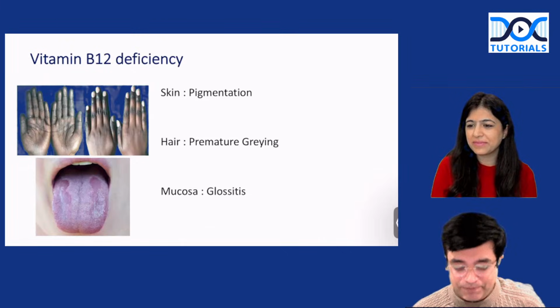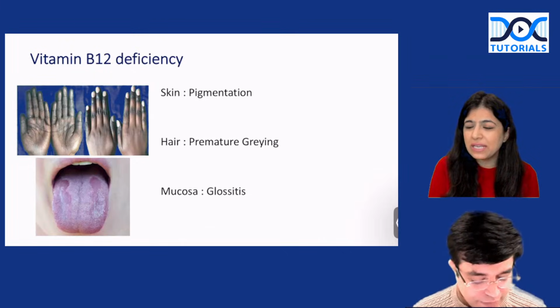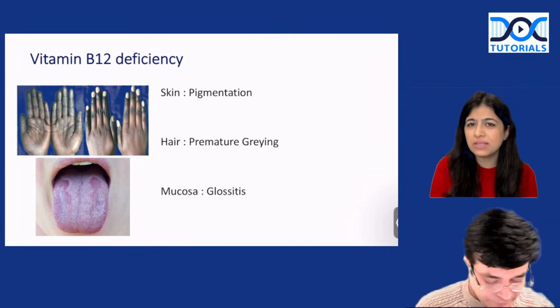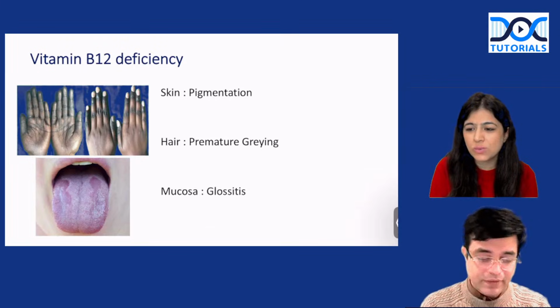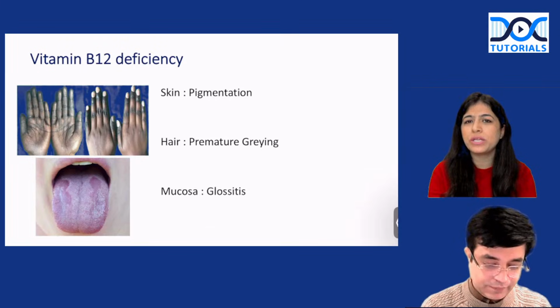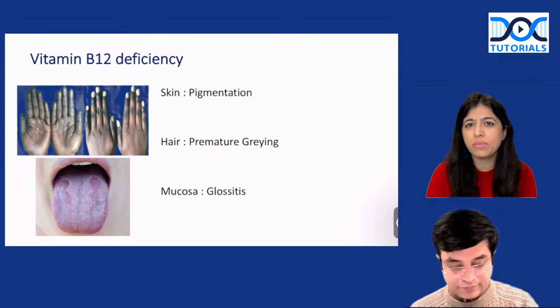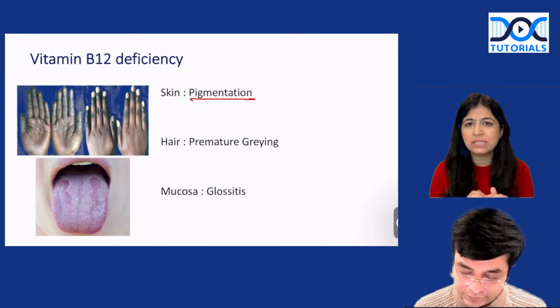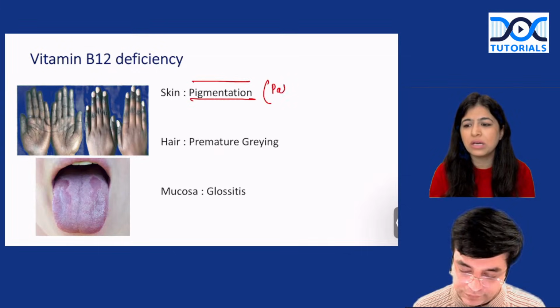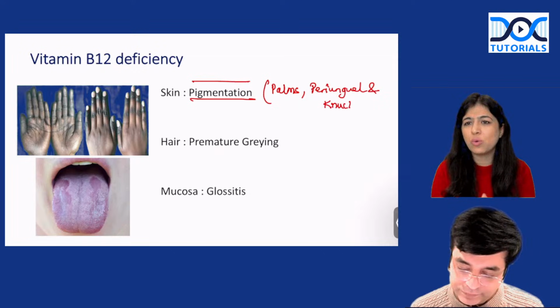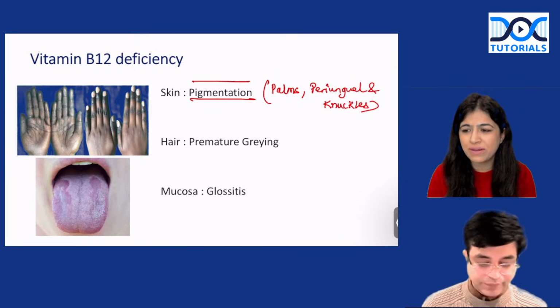B12 deficiency. Ma'am, please take over. B12 deficiency was one of the options, so we have to know how to rule it out. Yes, it does have manifestations on the skin as well as the mucosa, but on the skin, what you see in vitamin B12 deficiency is pigmentation of the skin, which is especially prominent on the palms as well as the periungual area, that is around the nails and the knuckles. These are the areas which, if the patient comes to you with pigmentation, you have to suspect vitamin B12 deficiency.